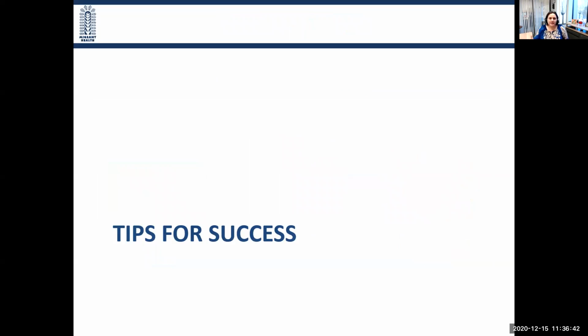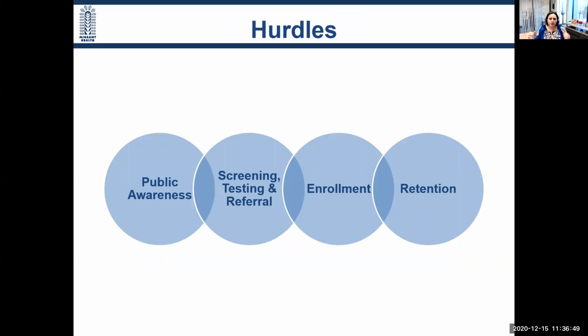Slide, please. So these are some of the tips for success that we've identified that we wanted to share with you. The hurdles are public awareness. As Nikki mentioned, a lot of people don't even realize they have prediabetes. So just even the knowledge of whether or not somebody has prediabetes is very critical. Screening, testing, and referral is the next step. Once you help somebody be aware, how do you get them to actually do that next step? And then the enrollment and retention, other critical items. So I'll go through these individually.